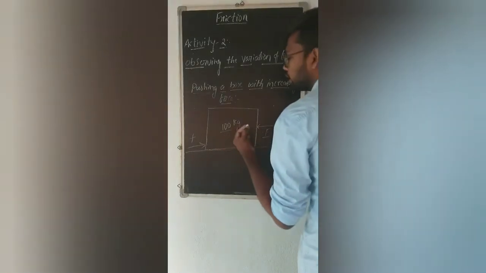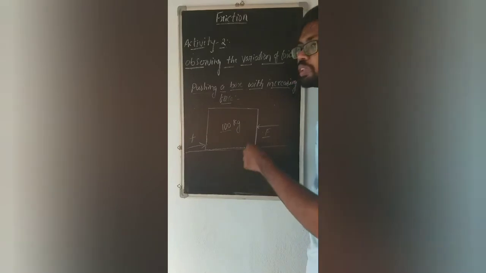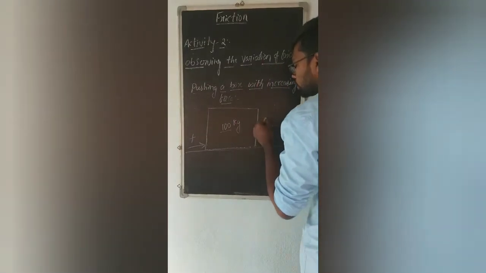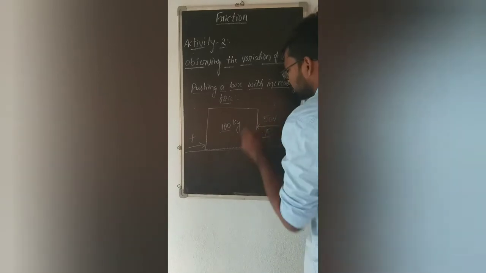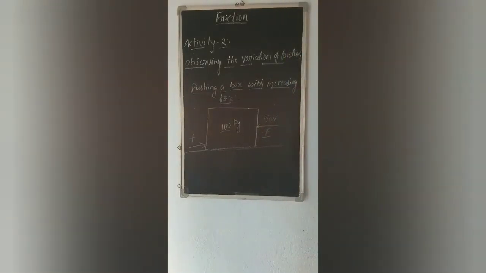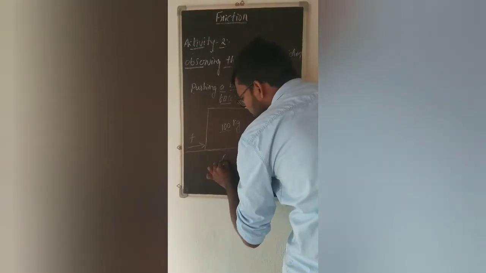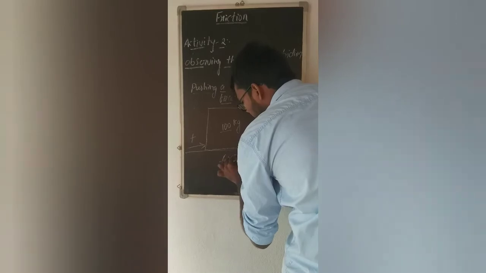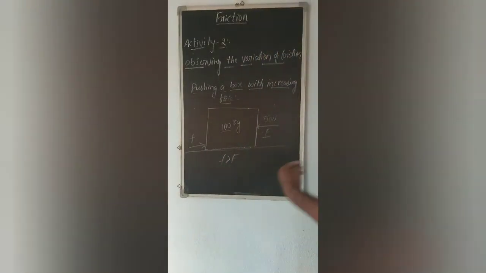For example, take a 100 kg box, and I tell you to increase your force. The previous one is 5 newtons. Now I tell you to increase it to 50 newtons. Even then it will not move. Why? Because the frictional force is greater than the force acting on that object, so it will not move. So this is also not happening.